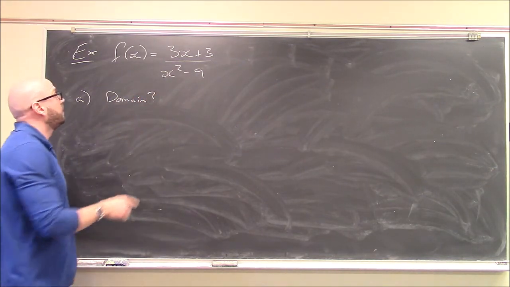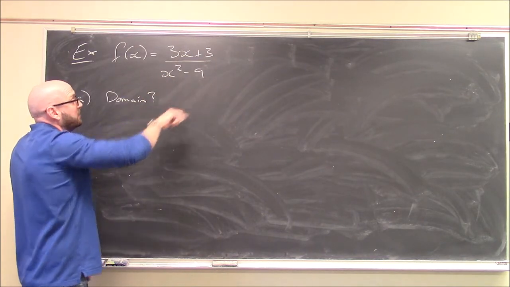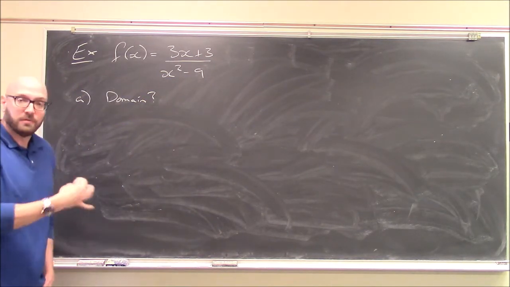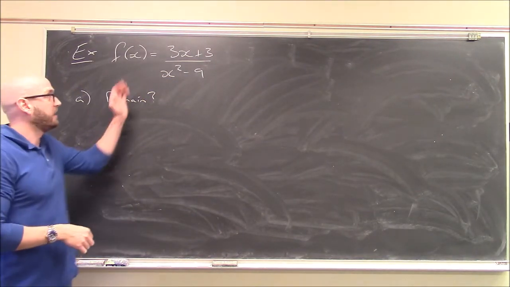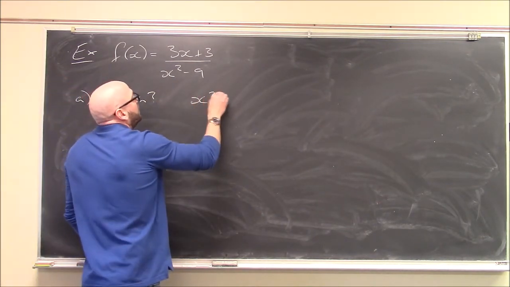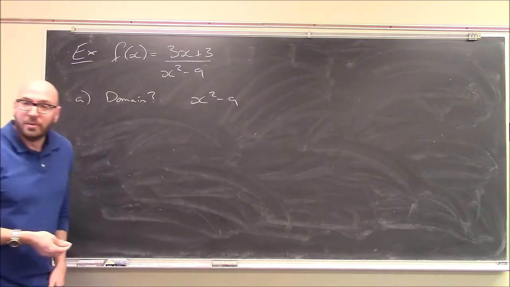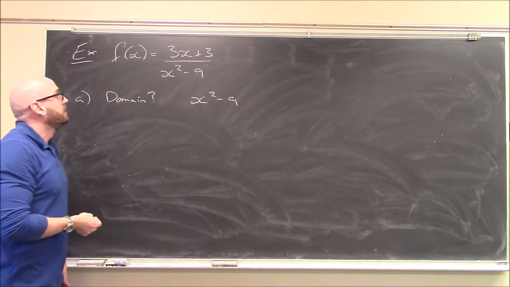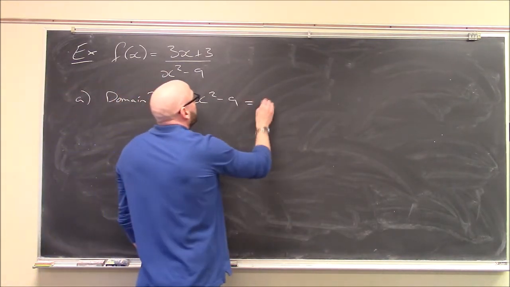Well, for the domain, all I'm trying to do is find the zeros of the denominator. This is different from finding vertical asymptotes, by the way. I'm not canceling anything out. I'm just asking what the zeros of my original denominator are, not necessarily the canceled denominator. So when does this equal 0?